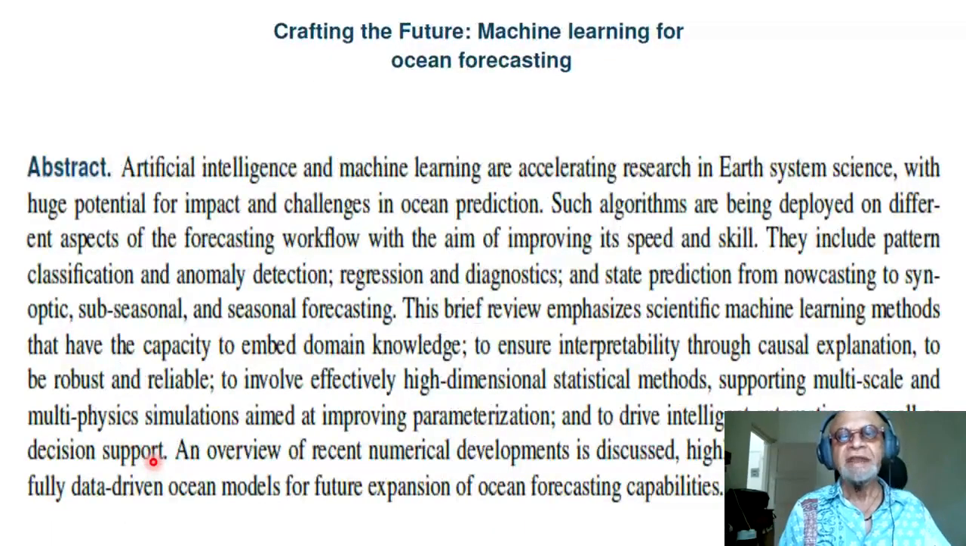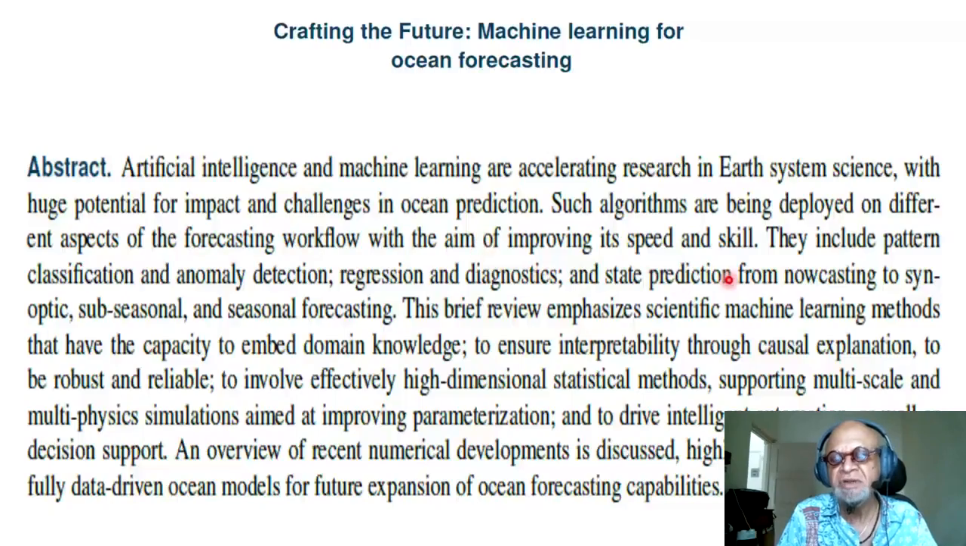Okay, crafting the future, we are getting close, so I will just run through all the chapters and then conclude the podcasts. Crafting the future, machine learning for ocean forecasting. I have discussed this a lot in the climate system, not more specifically for the ocean, but here artificial intelligence and machine learning are accelerating research in Earth system science, which I have discussed elsewhere, with huge potential for impact and challenges in ocean prediction.